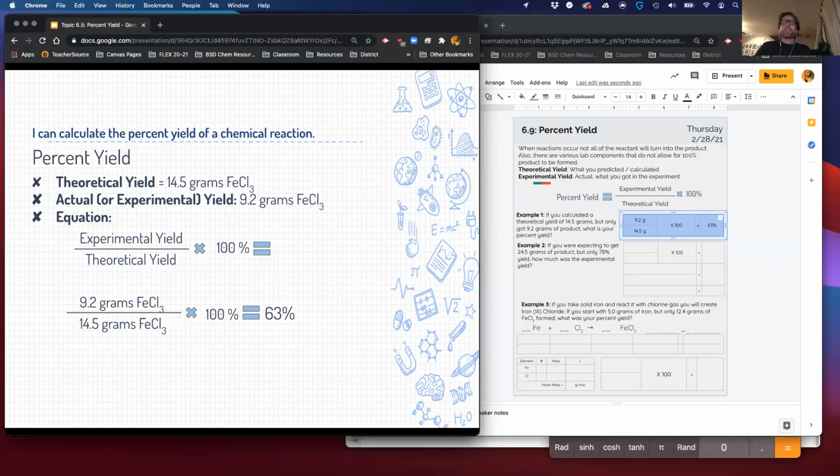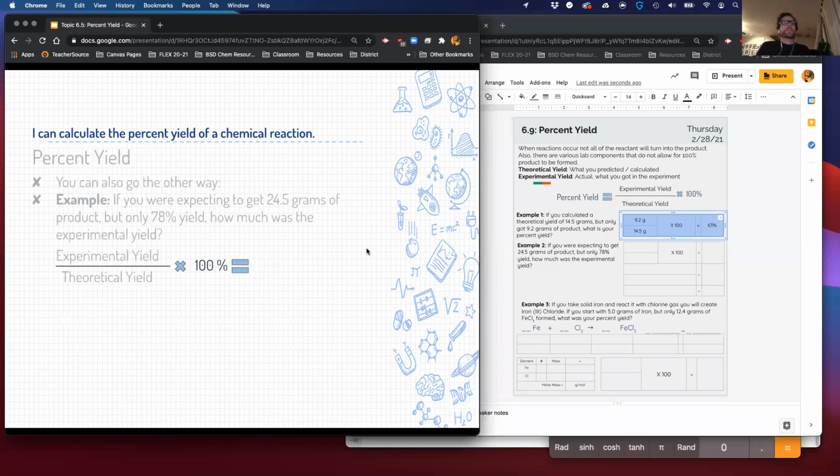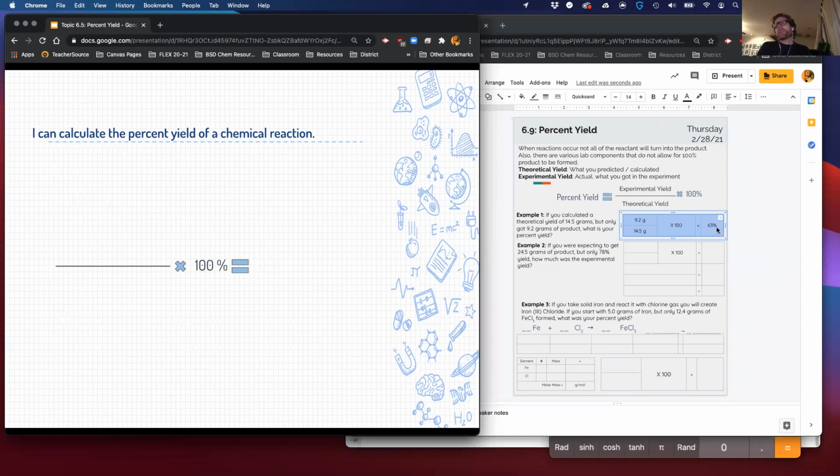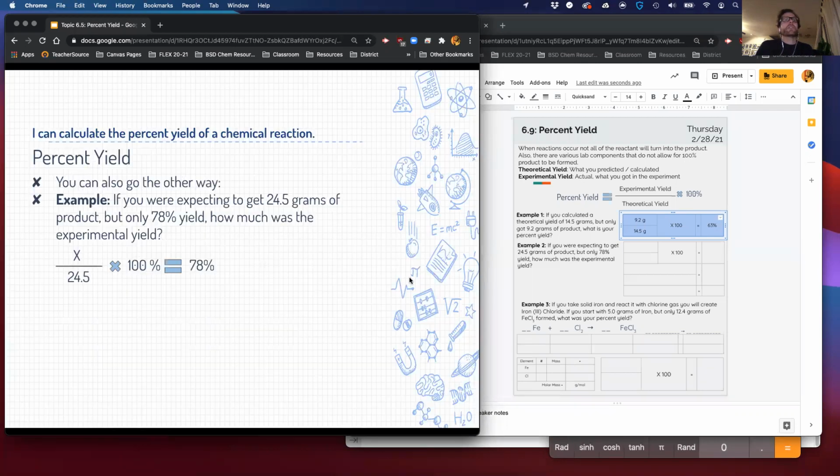All right, so now let's look at an example that might have a little bit more algebra involved, okay? And to do this one right here, we are going to say, actually, sorry, before I say that, that means I got 63% of what I was expecting. So that's what the percent yield is. But let's go ahead and do this next one.